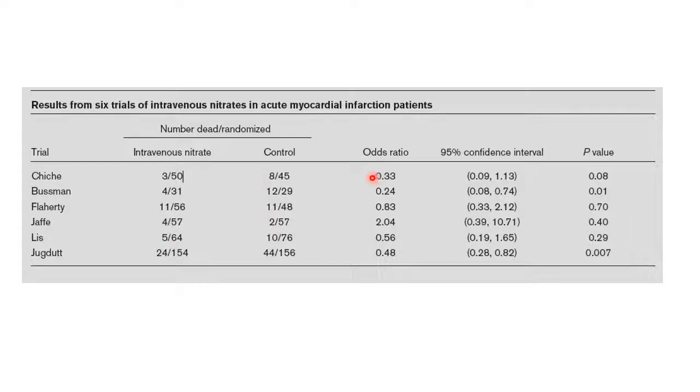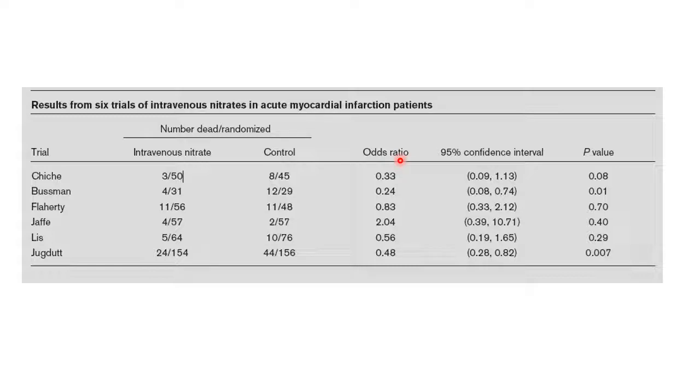What we're going to be looking at is comparing the odds of death in the IV nitrate group to the control group. So we do the odds, typically what you see is 3 divided by 50, and you divide that by 8 divided by 45. So we see the odds ratio of 0.33, and then they would generate a confidence interval to go along with this. In this case, the confidence interval ranged for an odds ratio from 0.09 up to 1.13. Now, one of the things you'll notice here is that because we are looking at ratios, our level of significance.